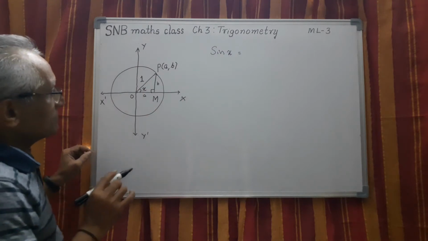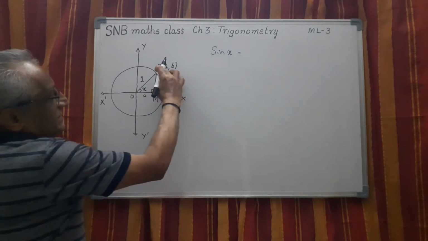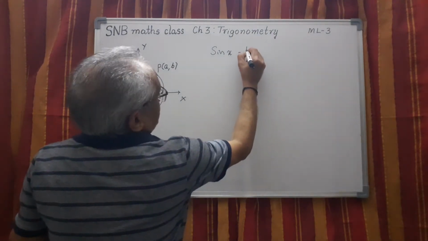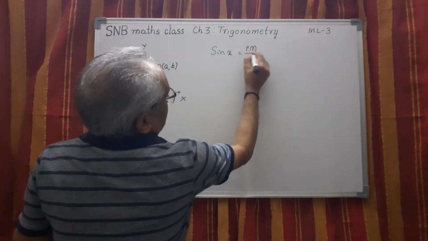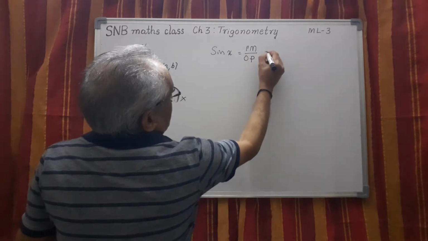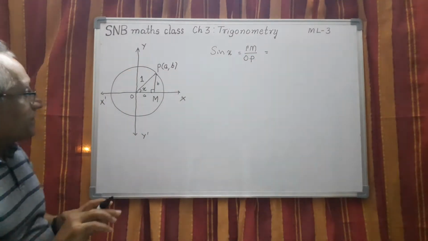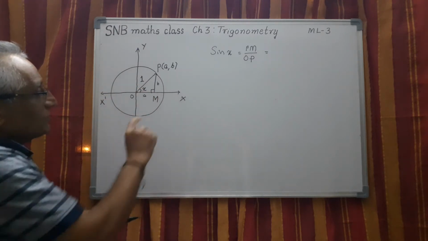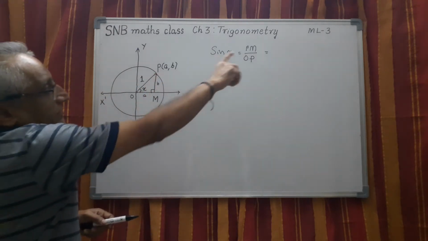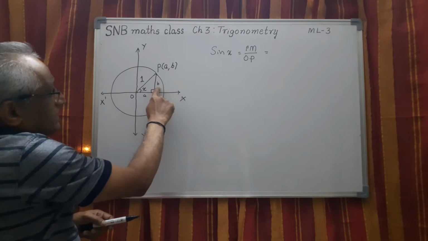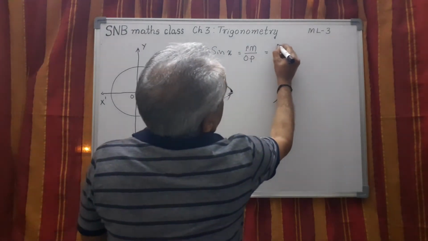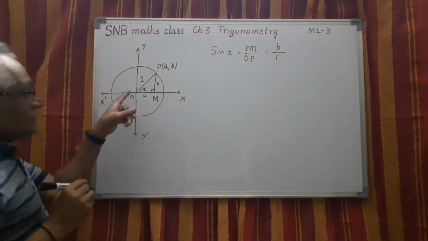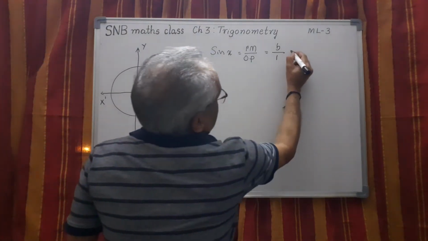Sin x means actually opposite side by hypotenuse. So it is PM by OP. Now as I told you already, the radius of this circle is 1. So now by definition, PM is opposite side B. So it is B divided by 1 because radius is 1. So this is B.